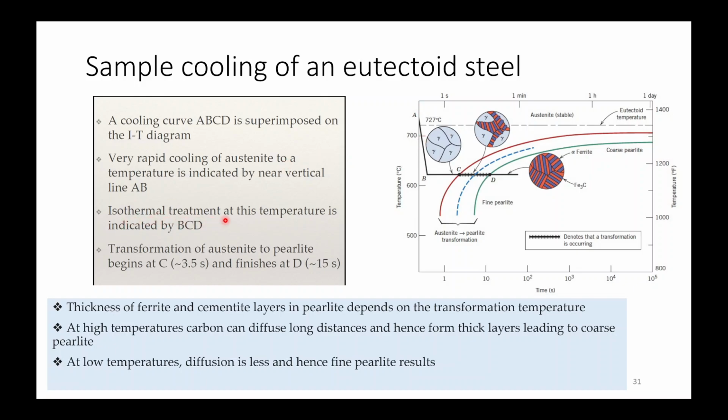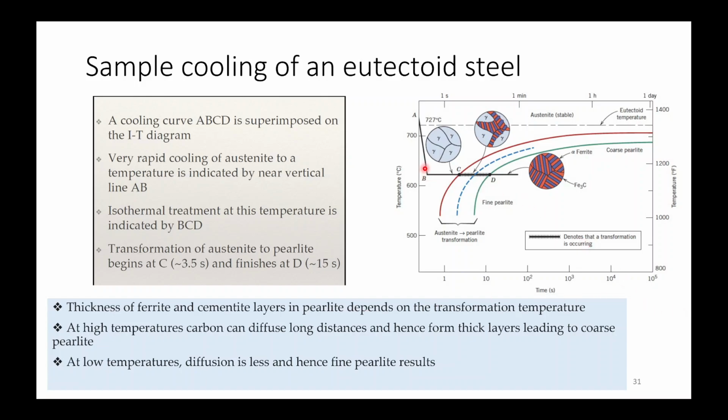This AB is very sudden cooling. And isothermal treatment at this temperature, isothermal means at a single temperature, so holding of your material at a single temperature, is indicated by BCD. Transformation of austenite to pearlite begins at C, which is 3.5 seconds, and finishes at D, which corresponds to 15 seconds.